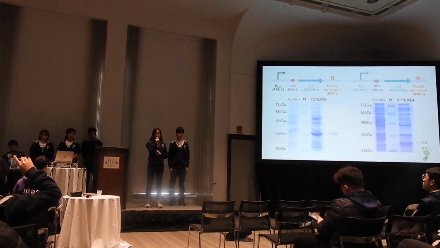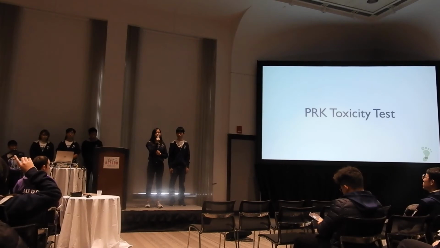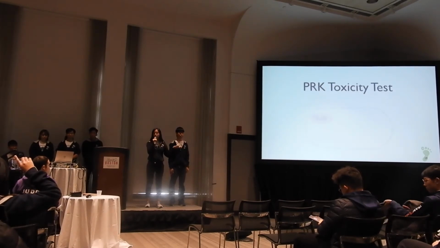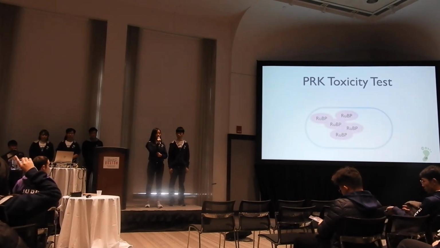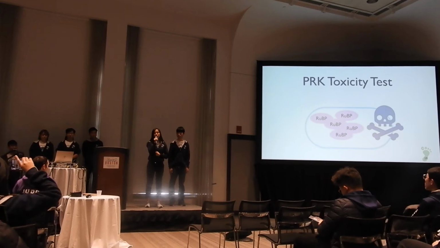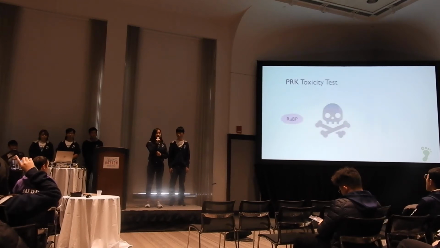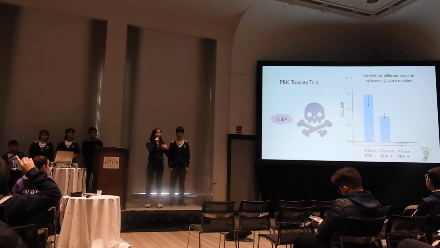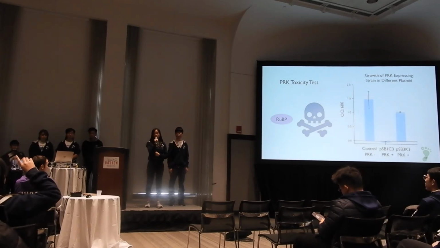Then, we also ran the PRK toxicity test to prove that PRK is functional. So, what is PRK toxicity test? Since native E. coli cannot metabolize RuBP, the bacteria will then be deprived of carbon source. By comparing the growth of E. coli in N9 medium that contains either xylose or glucose, we indirectly demonstrated that PRK is functional due to the retarded growth of PRK expressing E. coli in xylose medium.